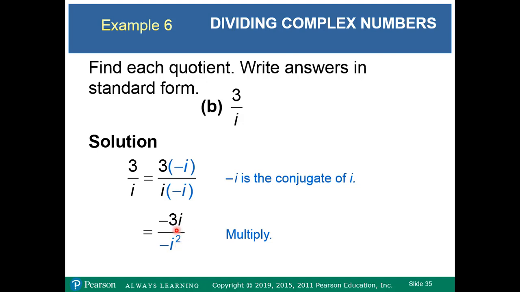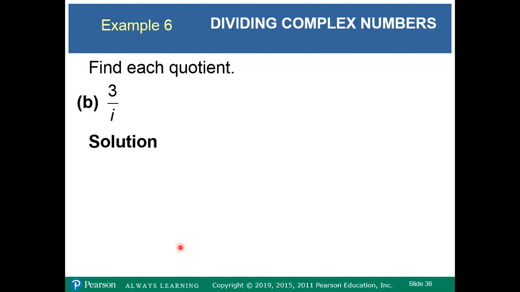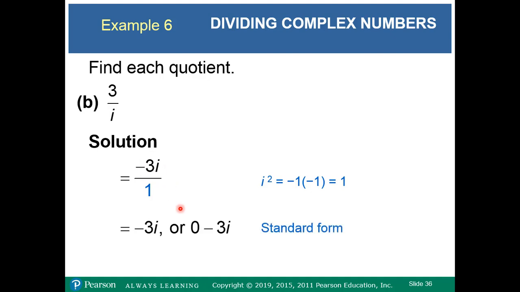Now, what you don't want to do is go backwards and cancel, because then you're going to go backwards, and you don't want to do that. So what we want to do is use the definition of i squared, which is negative 1. Either way, you're going to get a negative up here. So what do you end up with? Negative 3i. Or, in standard form, 0 minus 3i.